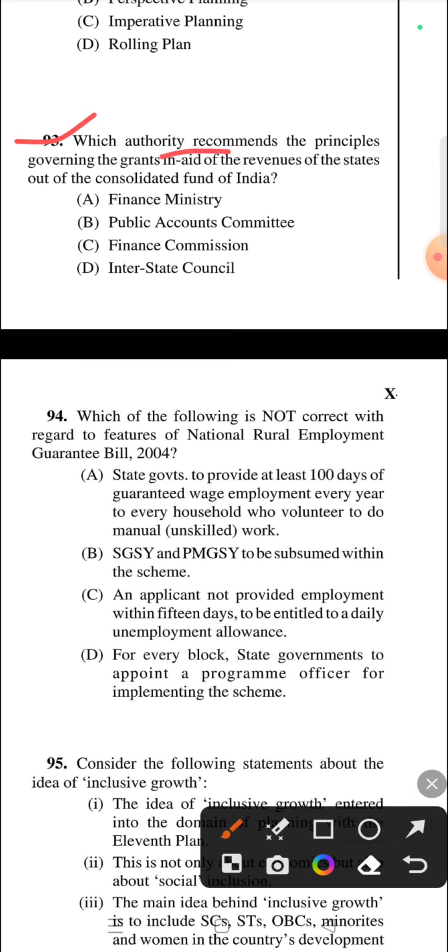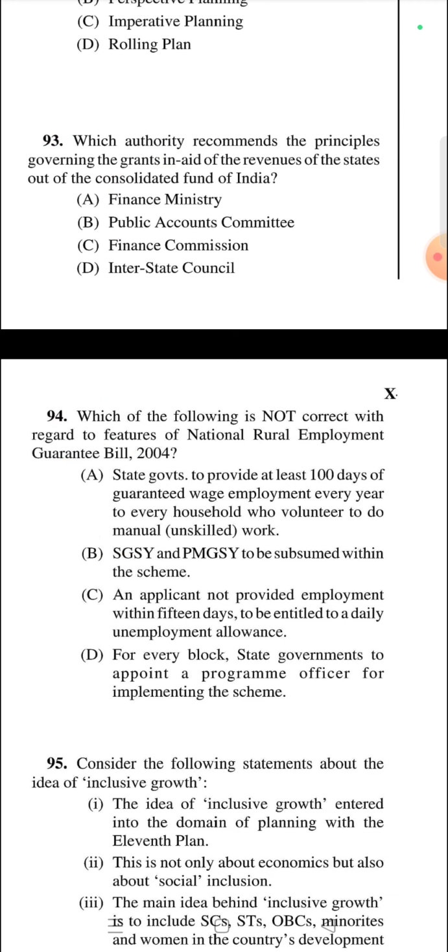Question number 93. Which authority recommends the principles governing the grants in aid of the revenue of the states out of the Consolidated Fund of India? This is the Finance Commission. Question number 94. Which of the following is not correct with regard to features of the National Rural Employment Guarantee Bill 2004? SGSY and PMGSY to be subsumed with the scheme. This is not correct.